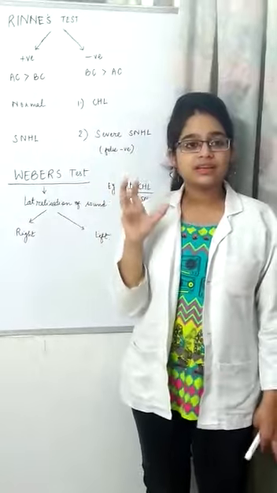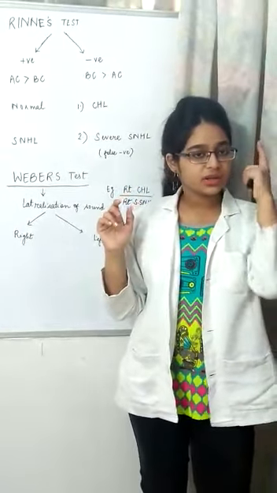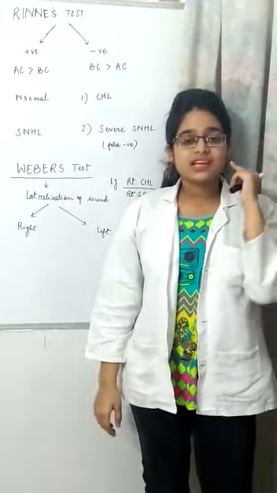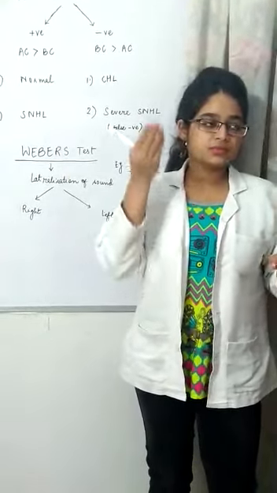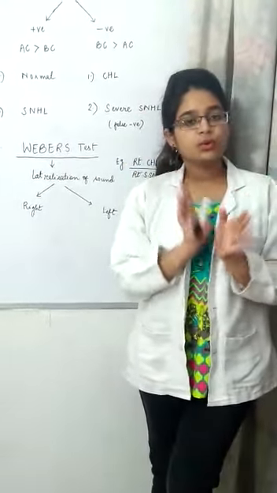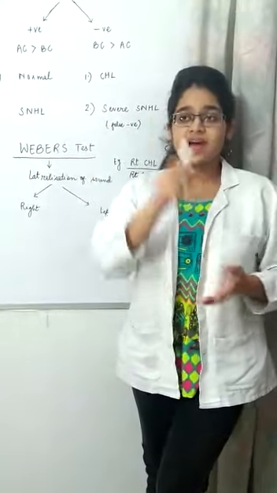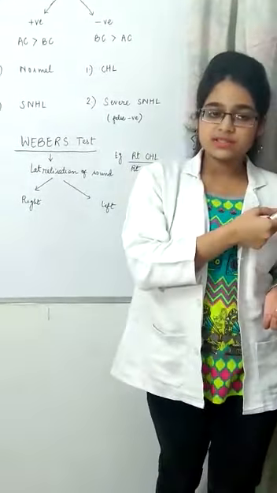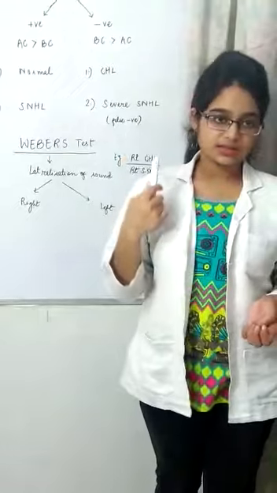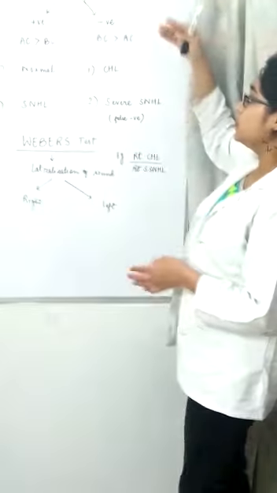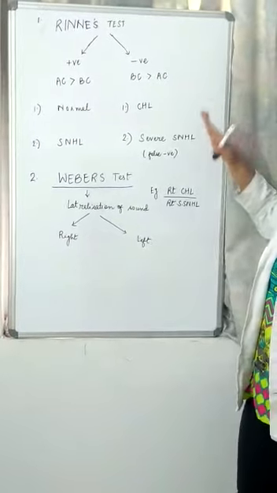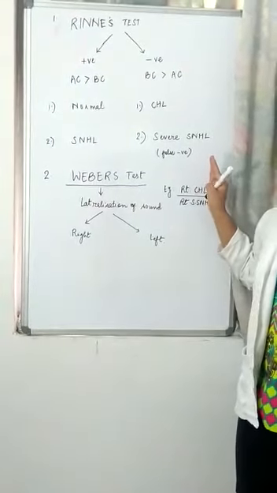So in that case, the sound will be lateralized to the left hand side and it will be sensed by the left ear. But the patient will not tell you that, okay, I am listening from this ear or that ear. The patient will only tell you that, yes, the sound is being lateralized to the left hand side or to the right hand side. So that is how you can differentiate between the negative Rinne's conductive hearing loss and severe sensory neural hearing loss.